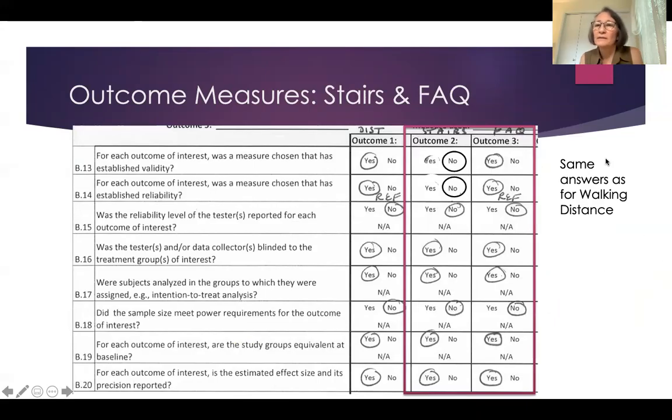So for the walking distance and the FAQ, all of these responses would be the same. But remember that the stair walking, right? We had to answer no for the validity and reliability questions. So there's going to be a little bit of a difference there.